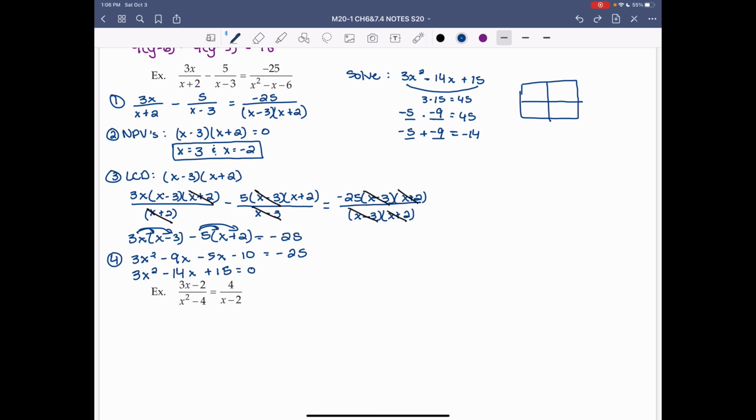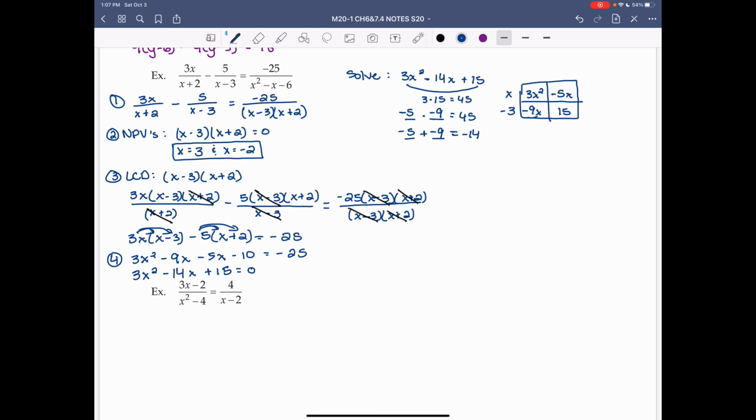Top left, 3x squared. Bottom right, 15. Negative 5x and negative 9x in the other two, in any order. First row, 3x squared and negative 5x. It's going to be a positive x. Second row, negative 9x and 15. It's going to be a negative 3 because the first term is a negative.